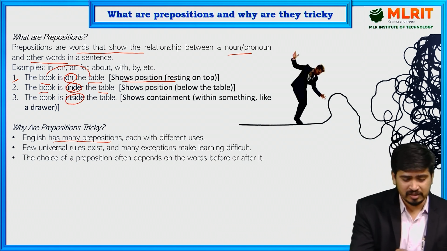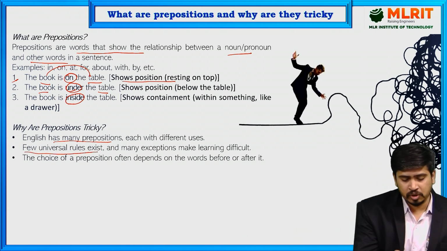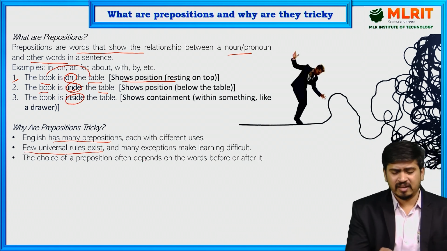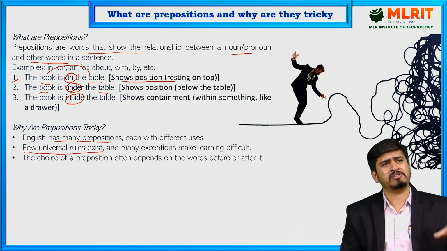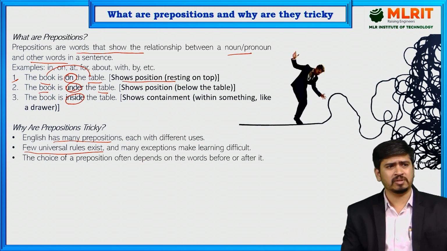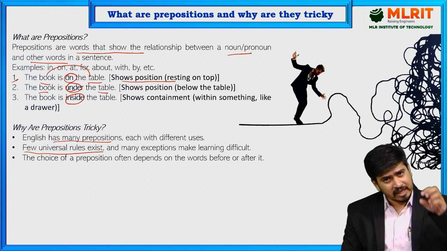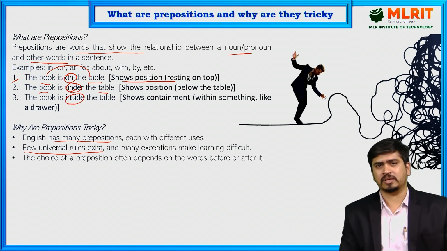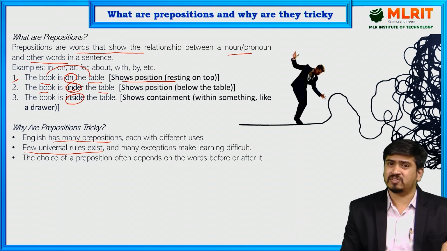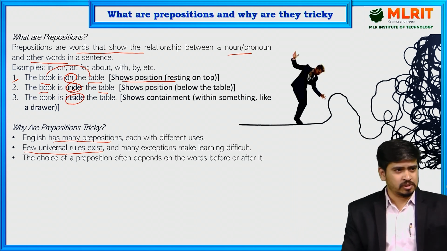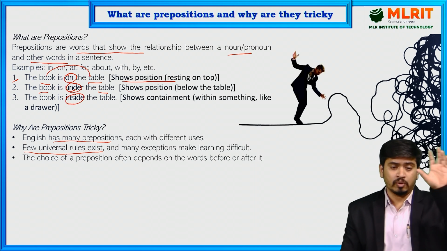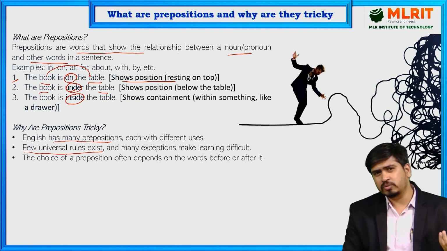Another one, few universal rules exist. In a way, there are no fixed universal rules saying that in this situation only this preposition should be used, because for every rule there is an exception. So even because of this reason, we cannot exactly learn the usage of prepositions. There is no rule like that.